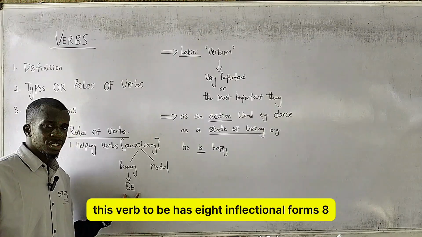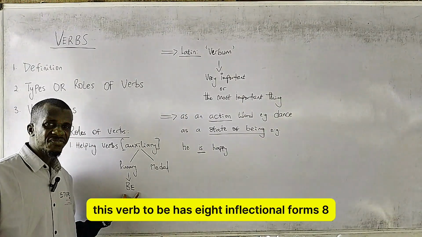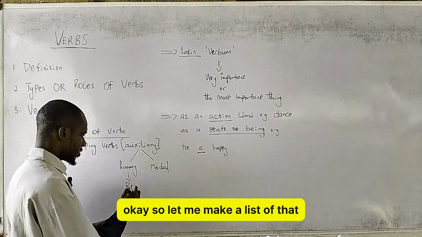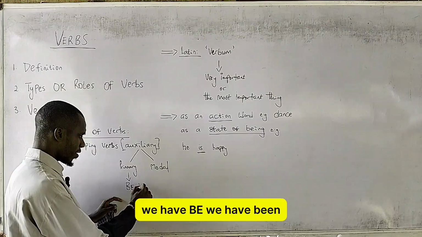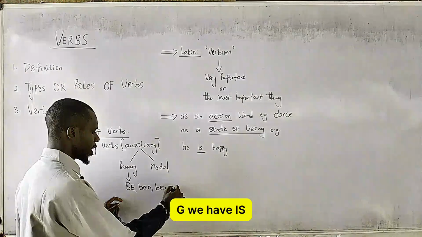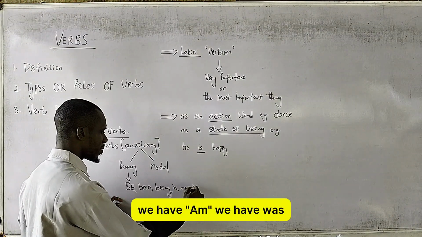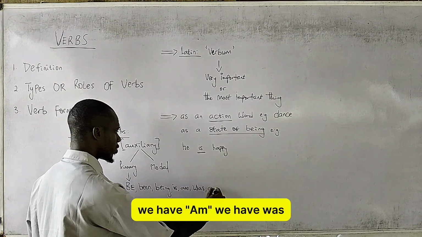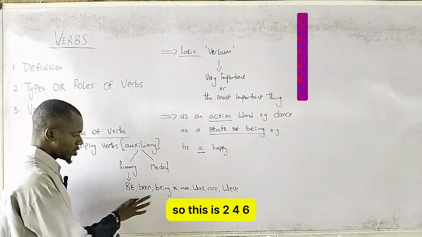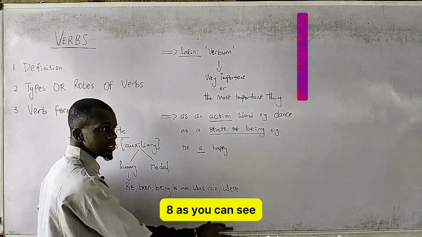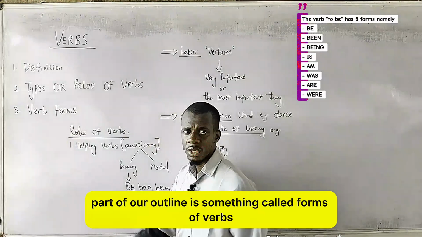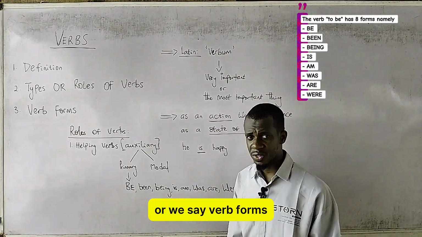This verb to be has 8 inflectional forms. 8. Okay, so let me make a list of that. We have be, we have been, we have being, we have is, we have am, we have was, we have are, and then we have were. So this is 2, 4, 6, 8, as you can see.